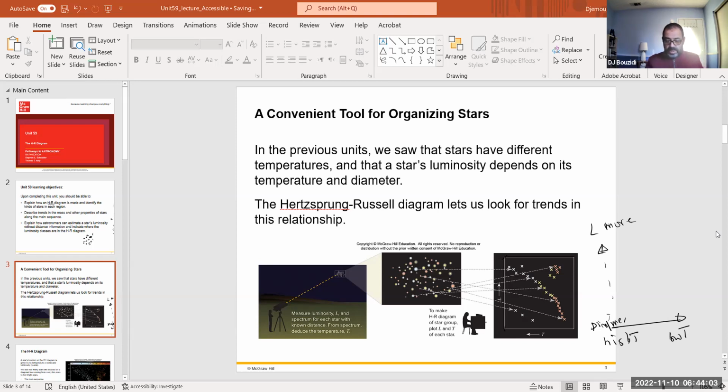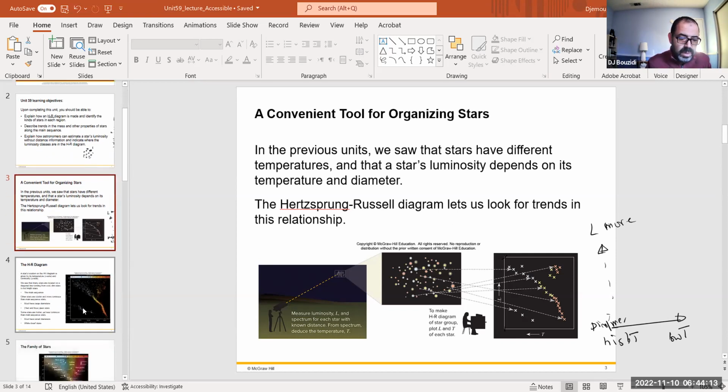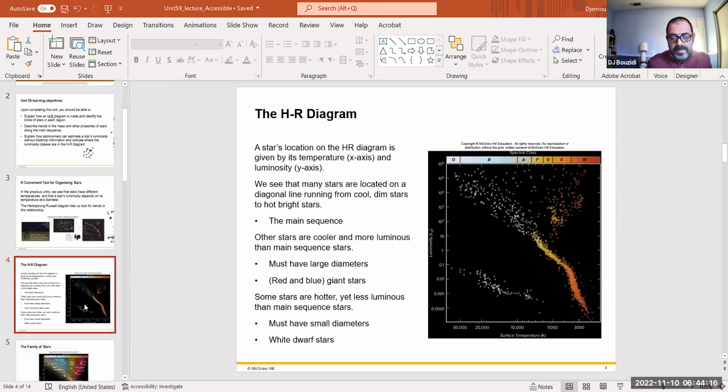So on the x-axis, you're looking from hot to cold. On the y-axis, you're looking from dim to bright. That's it. So that's basically the key component of the Hertzsprung-Russell, the HR diagram. Okay. So if you plot all of the stars on the diagram, this is how they look.